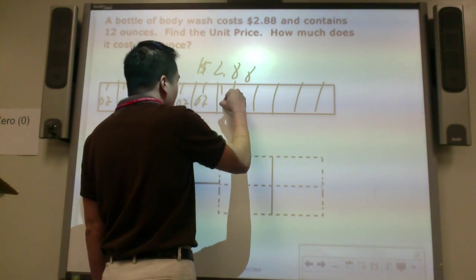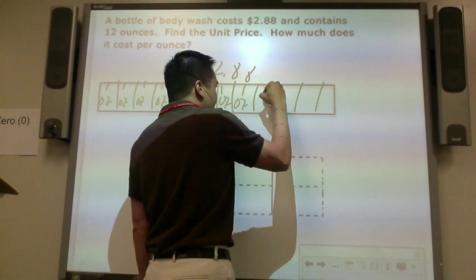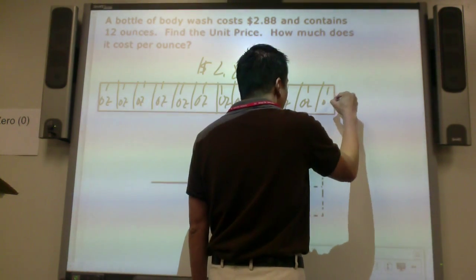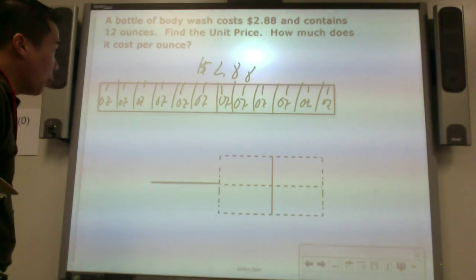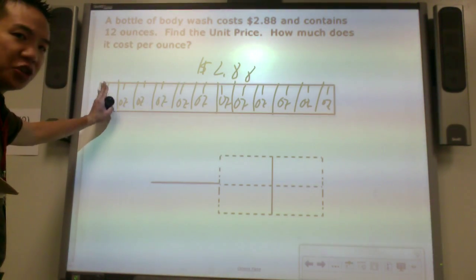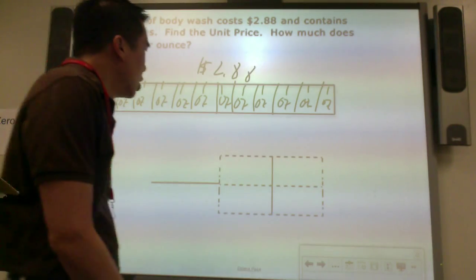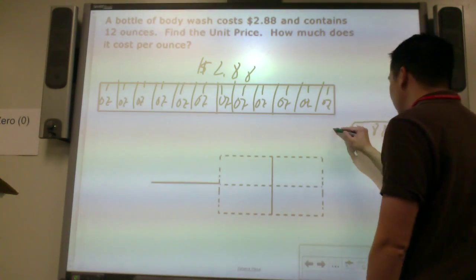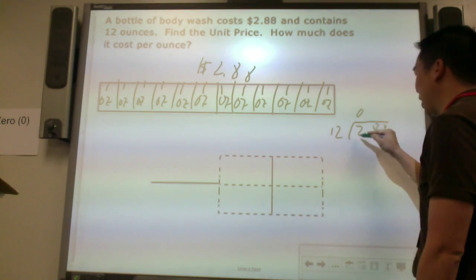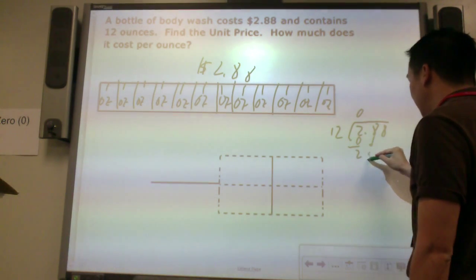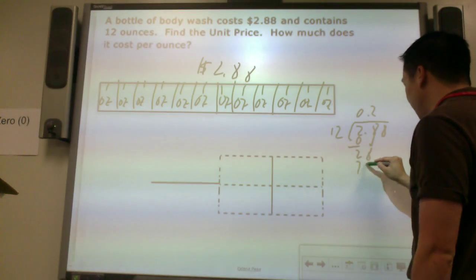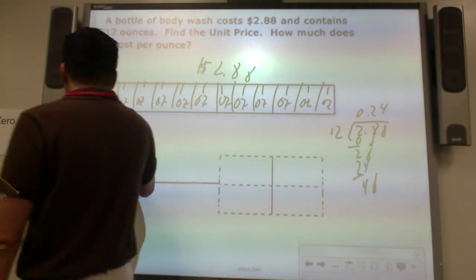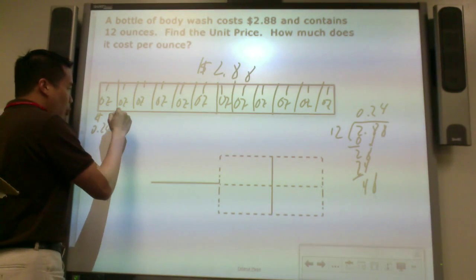So this whole bar costs $2.88. There are 12 ounces in here. So I would like to know the price of 1 unit, 1 ounce. So it's $2.88. It's broken into 12 ounces, so let's divide it. Can 12 go into 2? I don't think so. Can 12 go into 28? 2 groups. Can 12 go into 48? 4 groups. So it costs 24 cents for 1 ounce.